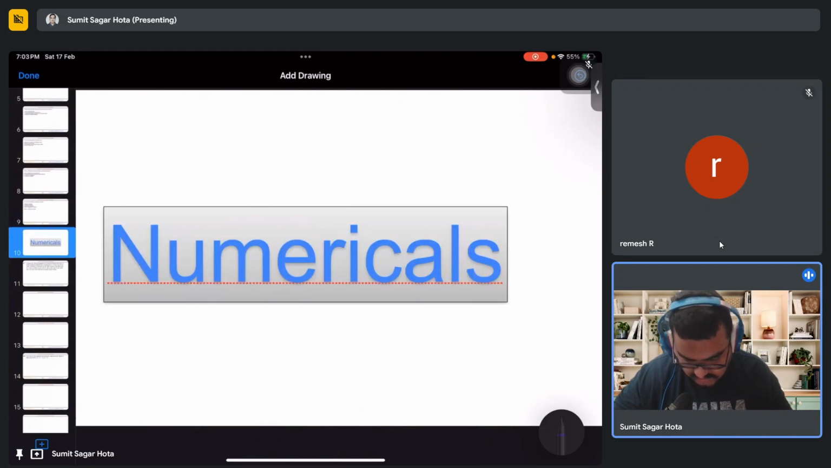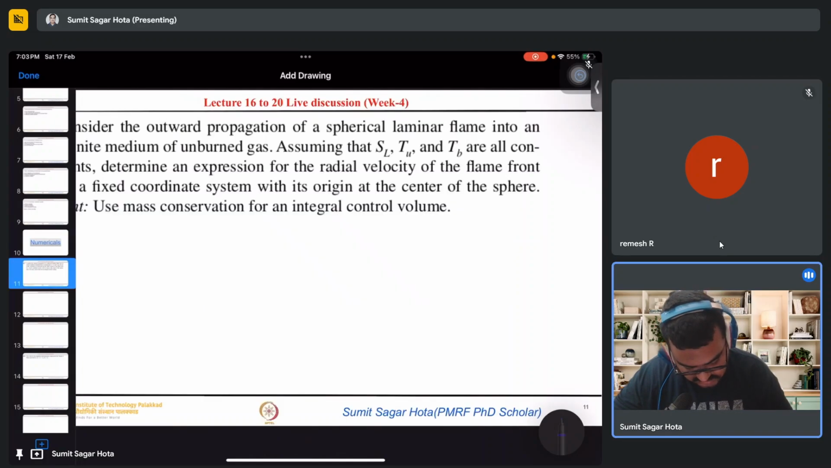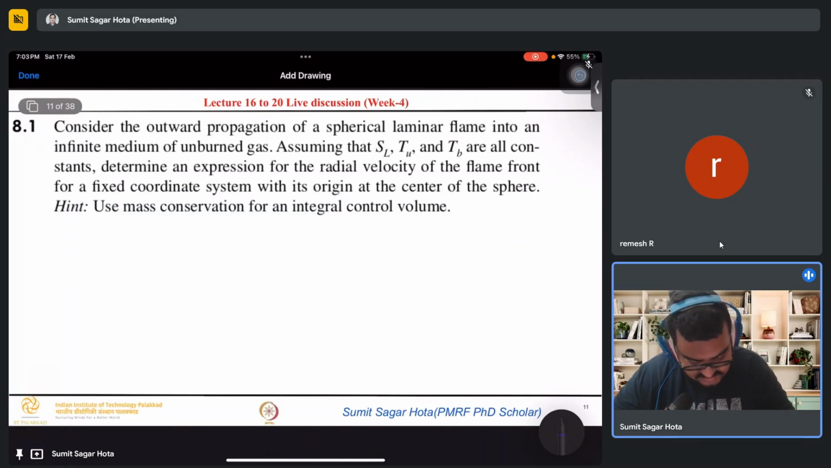Now we come to the numerical question part. We'll solve some of the questions from chapter 8, and most of the questions are from chapter 8. One question I just solved from chapter 9. In the next lectures, full laminar premixed and non-premixed will be covered, and then I will solve some problems of chapter 9 also. So that's the plan. Chapter 8 should be completed.